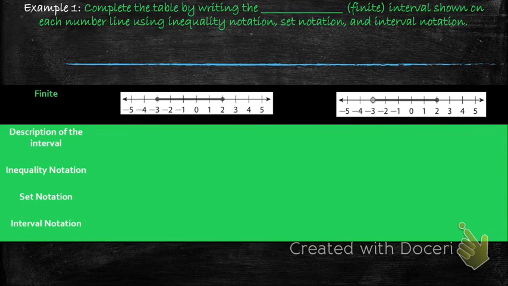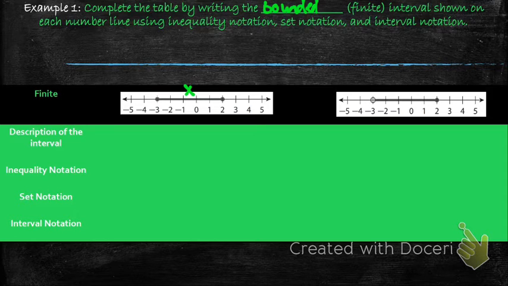All right, let's do a few examples. I'm not going to do all of these, I'm just going to do one for the sake of time. But complete the table by writing, I'm going to use the word bounded here, the bounded finite interval, using set, inequality, and interval notation. So if this is shaded here, that means x is bounded between. I'm not going to write this whole thing for the sake of time, but the description of this interval is x can be anything between -3 and 2, including -3 and 2.